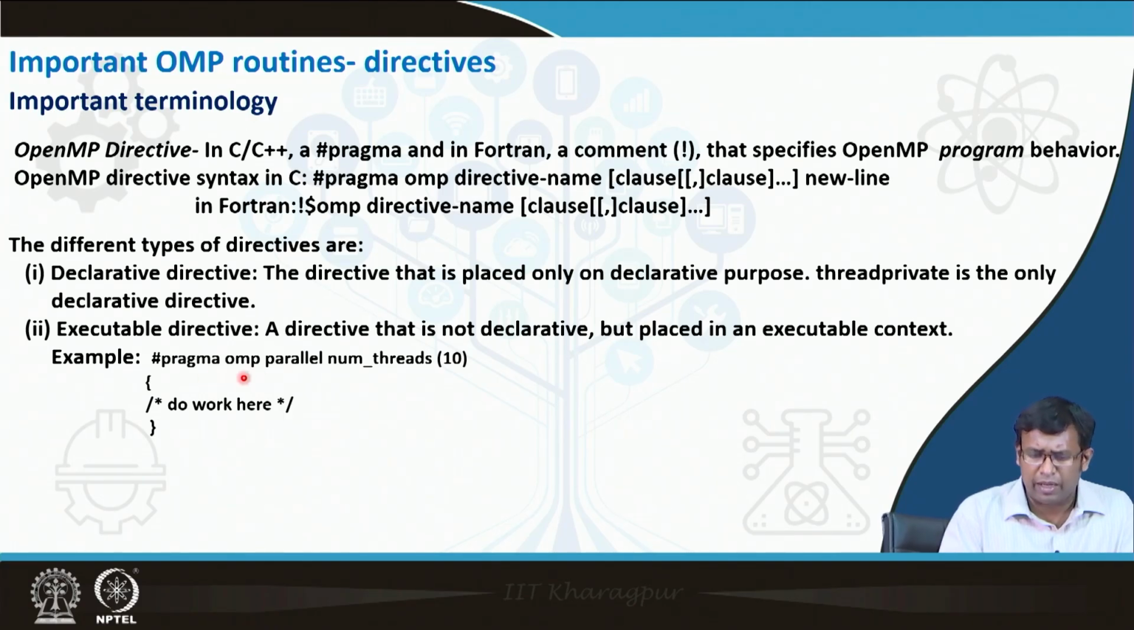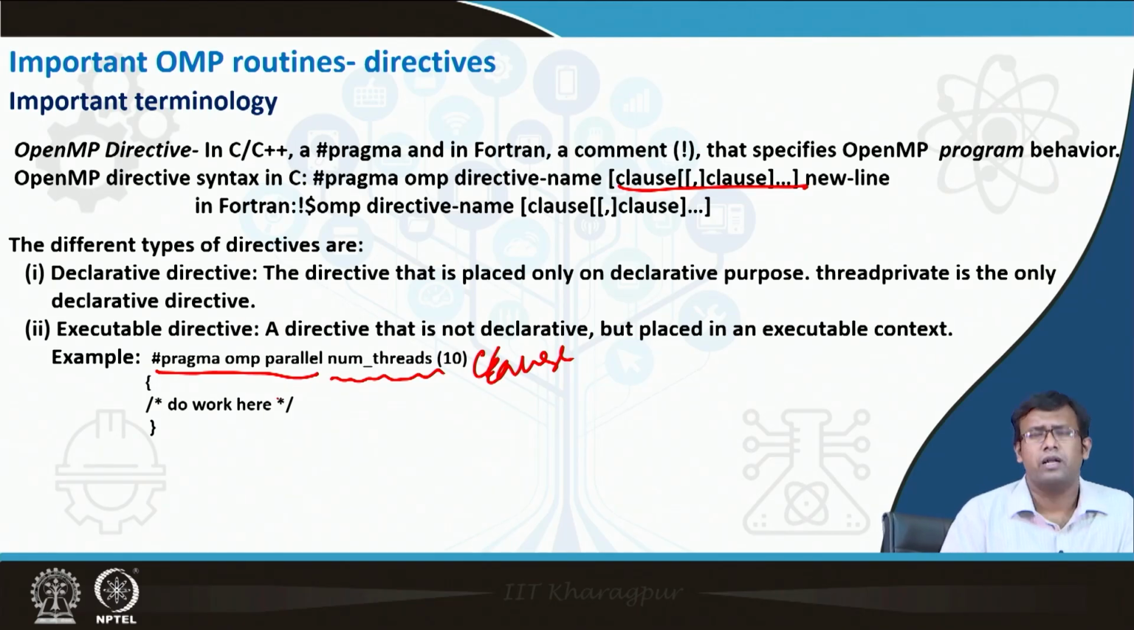In the directive pragma OMP parallel num threads, the part pragma OMP parallel is called the directive. This part is known as the clause of the directive. So we have seen that directives come with clauses. This is a clause that executes this parallel part in 10 threads.